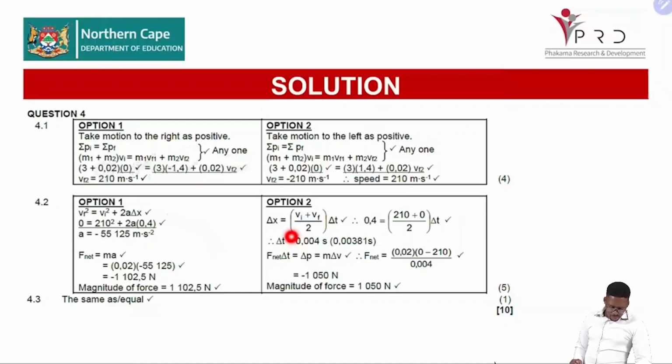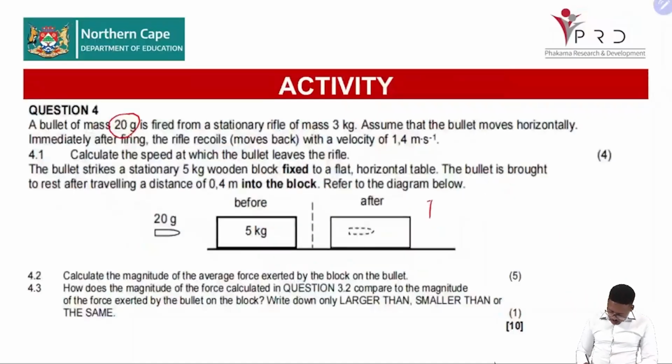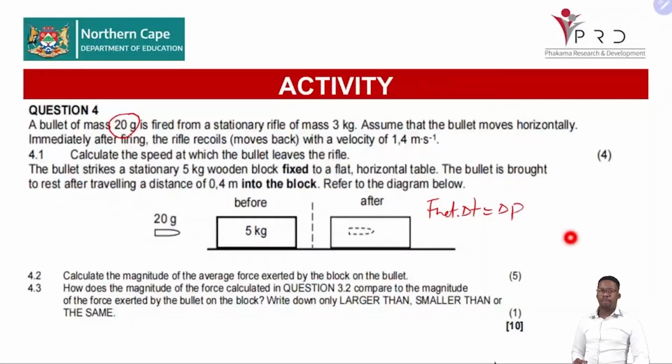Then they are saying that the bullet strikes the stationary 5 kg wooden block fixed to a flat horizontal table. The bullet is brought to rest after traveling a distance of 0.4 meters into the block. Calculate the magnitude of the average force exerted by the block on the bullet. And your first challenge is you don't have the time here, because the formula that you're going to use is F net multiplied by change in time is equal to change in momentum. But your problem, you don't have time. So it means you must first get the time.